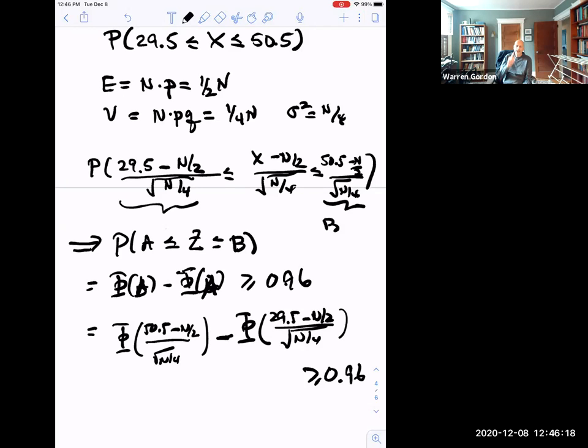Now I would use trial and error again. I'd choose a value for n, okay? I'd guess, choose n. If the answer is too low, change n, choose a higher value for n. If it's too high, lower it until you get an answer that's greater than or equal to 0.96. So this was a much harder problem, okay?